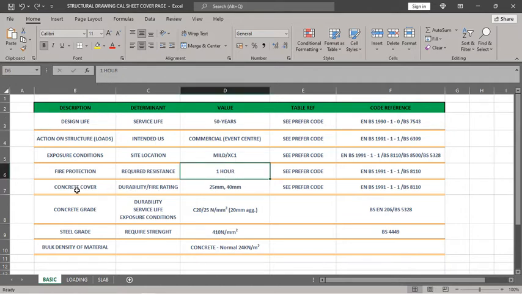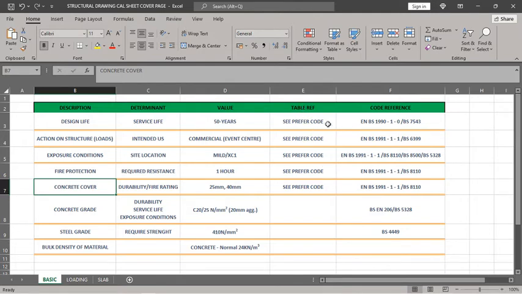So what determines my cover is this fire rating, then the durability, which is also an issue of the service life. So I have 25 mm for slabs, beams and columns. Then in my foundation, I have 40 mm, it can be 50. So you can also see the British code reference, and also you can see I have table reference.